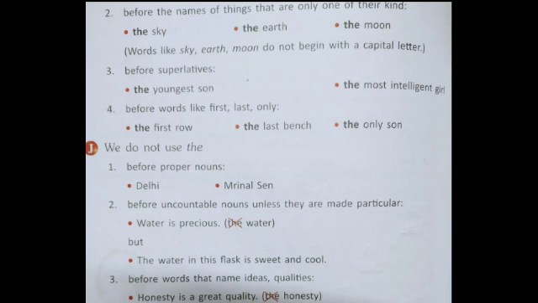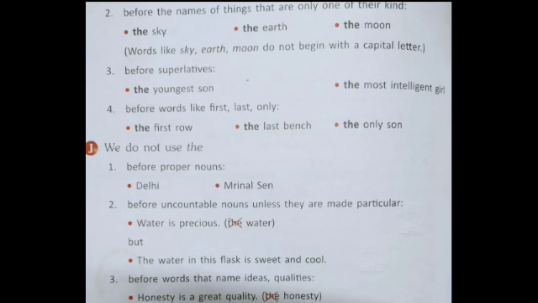Now, before the names of things that are only one of their kind. Skies are not many, earth is not many, moon is not many. So we say the sky, the earth, the moon. Words like sky, earth, moon do not begin with a capital letter. They are always in small letters. Now, before superlatives: the youngest son, the most intelligent girl.